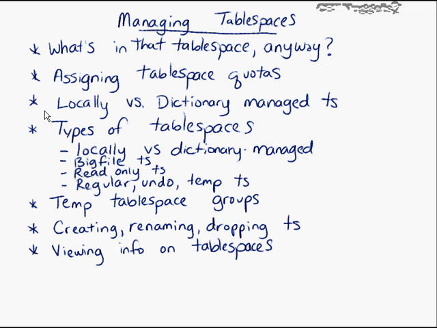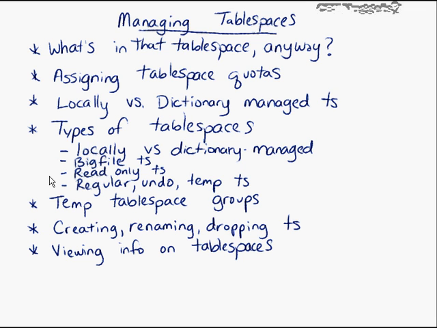Every table space is either going to be locally or dictionary managed. We consider dictionary managed to be the old style, and we'll talk about the differences between the two. For backwards compatibility, we still have dictionary managed. In 10G, we have a new type of table space called a bigfile table space, and that's going to be really useful in an environment where you've got huge amounts of data, like terabytes or petabytes of information.